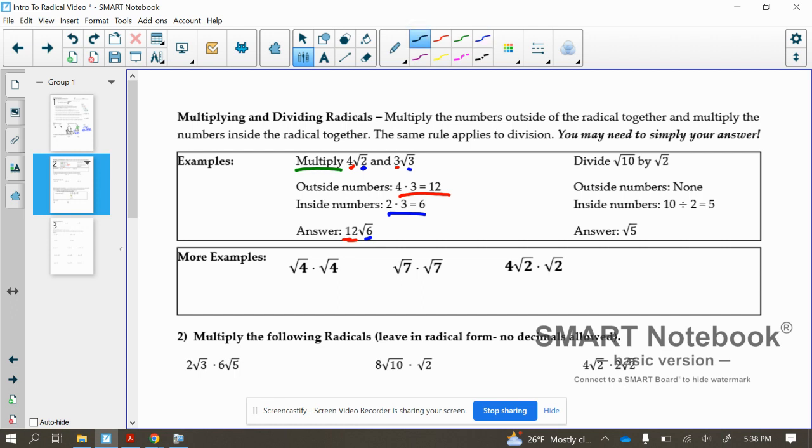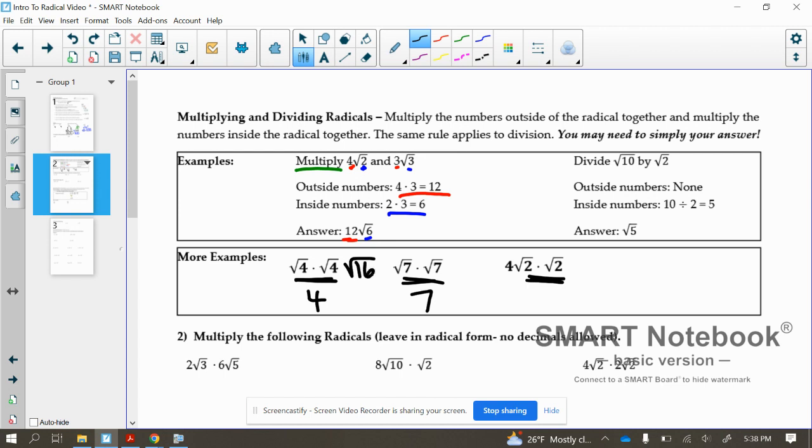We also have below a couple more examples. We'll get back to the dividing ones in a second with multiplication. Now notice here, there's a little thing happening where we have radicals that are the same number being multiplied. And what we're going to notice is anytime you multiply a radical by itself, it just becomes the number underneath the radical. Well, why is this?